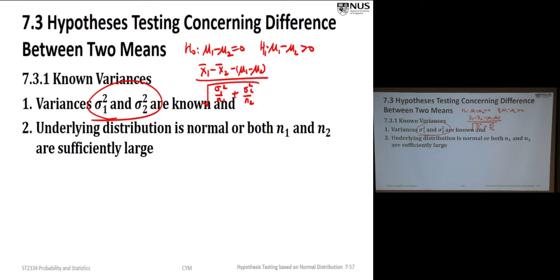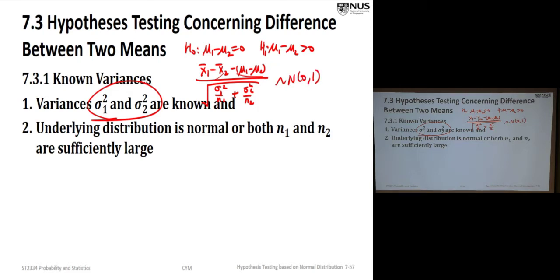Then the expectation of this is equal to mu1 minus mu2. So it's just a random variable minus its expectation, and then divide by the square root of the variance of x1 bar minus x2 bar. So this whole thing is normally distributed. All right?